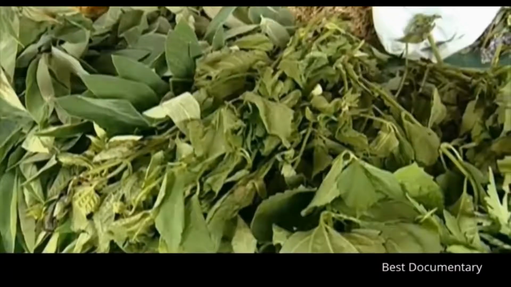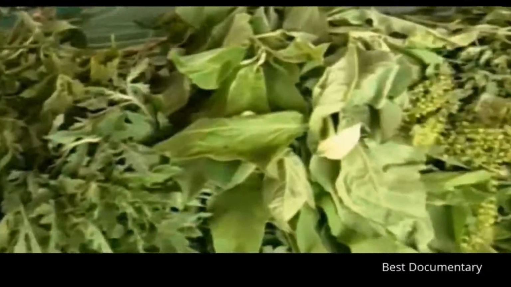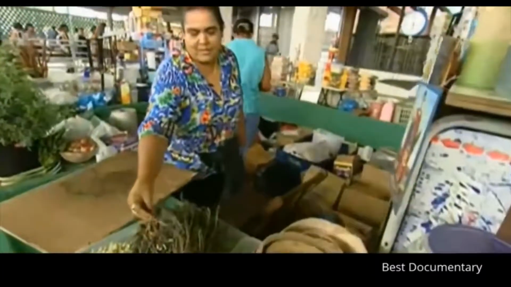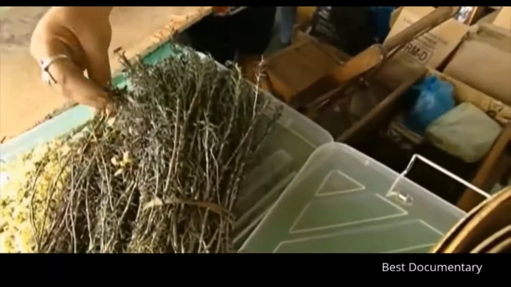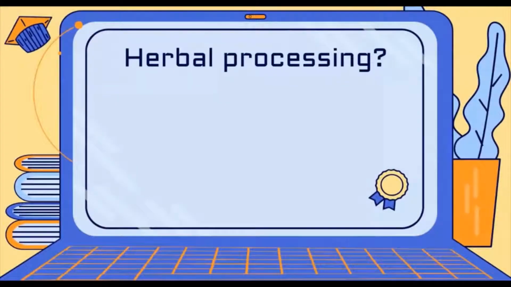The use of herbs as medicine is the oldest form of healthcare known to humanity and has been used in all cultures throughout history. With the usage of herbs as medicine, herbal processing is needed to process the herbs into a good quality herbs product. So what is herbal processing?